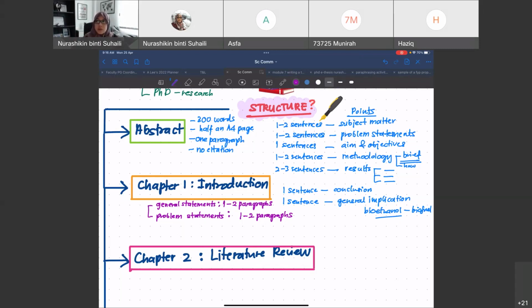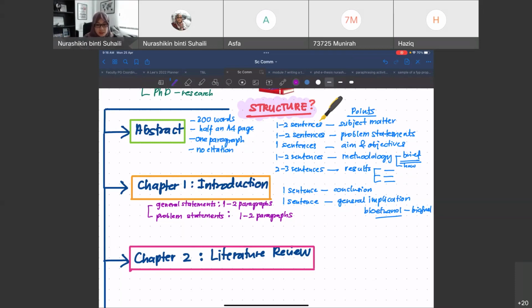Methodology: you're just giving a brief picture of the methods, so it doesn't need citation. You can say that your work is divided into this and this. You don't need to cite, isn't it? Results are your own new results, not based on other results, so no citation. Conclusion is your own view and opinion about your results. The same goes for the implication. So that's the rationale why the abstract does not need citation.